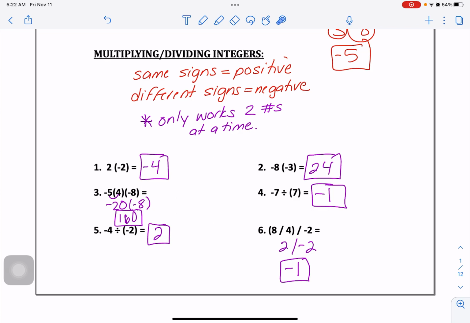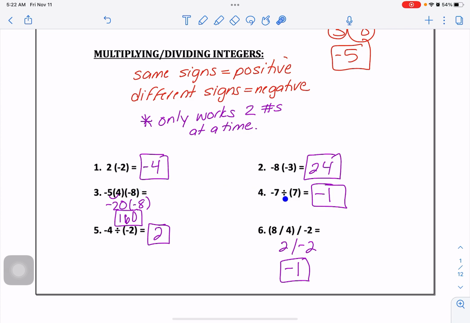So if I start with the problems at the bottom, I have a positive 2 and a negative 2. I have different signs, so the answer is negative 4. In number 2, I'm multiplying a negative 8 and a negative 3. I have same signs, so the answer is positive 24. Here's where I have more than two numbers, so I have to solve it two at a time. A negative 5 and a positive 4 would be negative 20 with different signs. But a negative 20 and a negative 8 have same signs, so the answer would be 160.